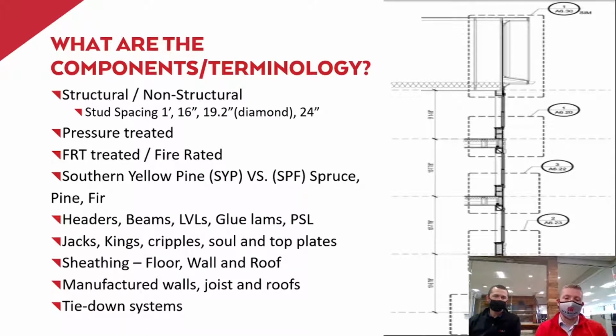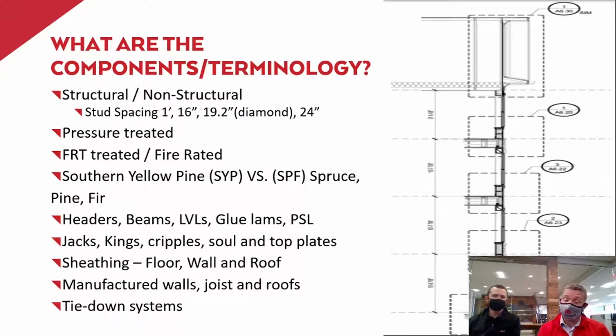Headers, beams, LVL, glulams, and PSLs. We won't get too deep into the weeds with this, but headers are generally a buildup of larger 2x6s to 2x12s, sometimes encasing plywood, sometimes encasing insulation for exterior walls that transfer load over an opening, such as your window openings, door openings, and so on.